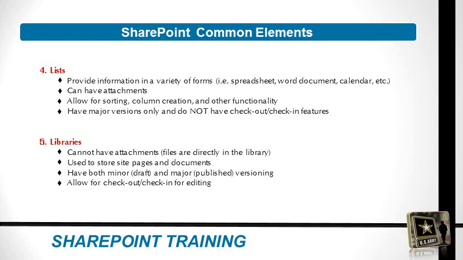A library is a special type of list. Lists and libraries are almost interchangeable. Libraries cannot have attachments. The files are directly in the library. They are used to store site pages and documents. They have both minor, draft, and major published versioning, and allow for a checkout, check-in for editing. A library is no more than an empty container until you put site pages or other documents in it. Both lists and libraries are accessed through the Quick Launch area.